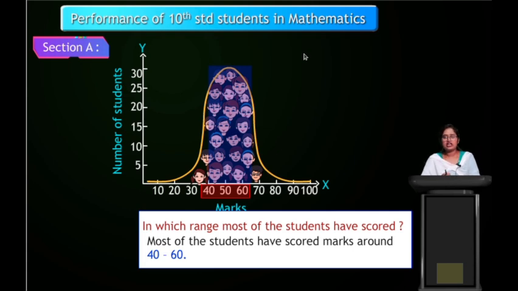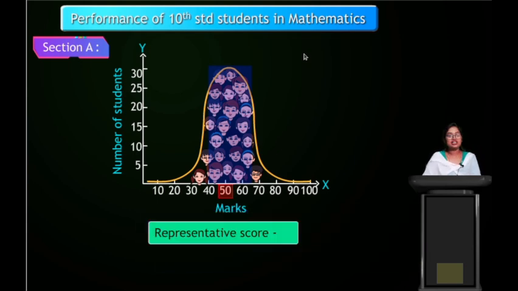So, students, can we more specifically identify which marks have been scored by most of the students? It is 50. Here we can see most of the students have scored the marks 50. So here 50 is the representative score. This large amount of data has been represented by using only one value, that is 50.